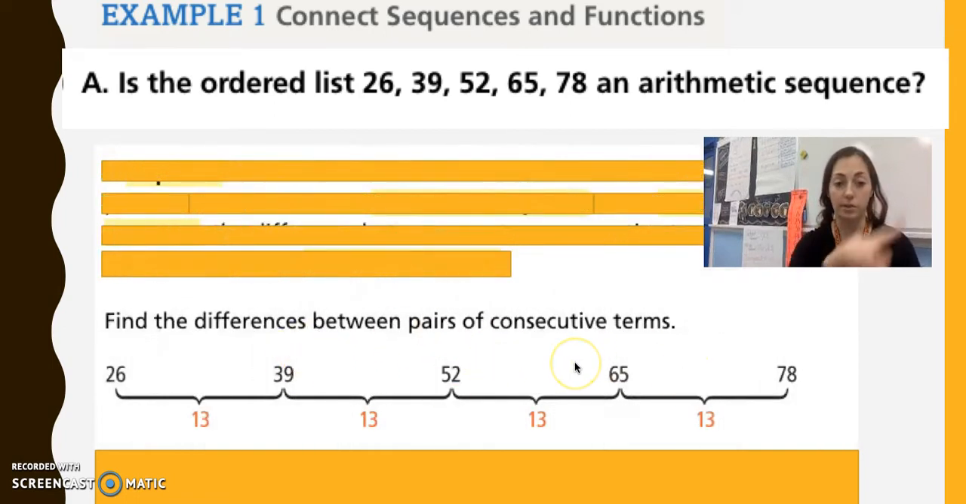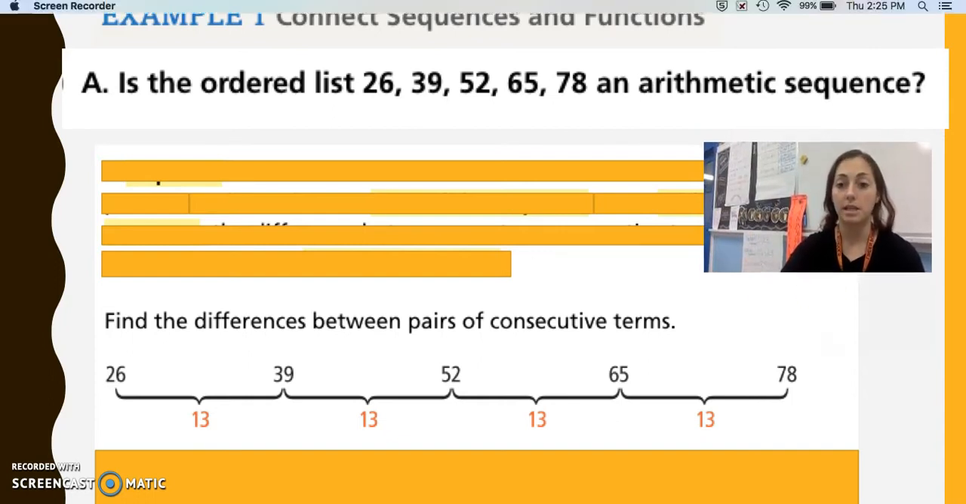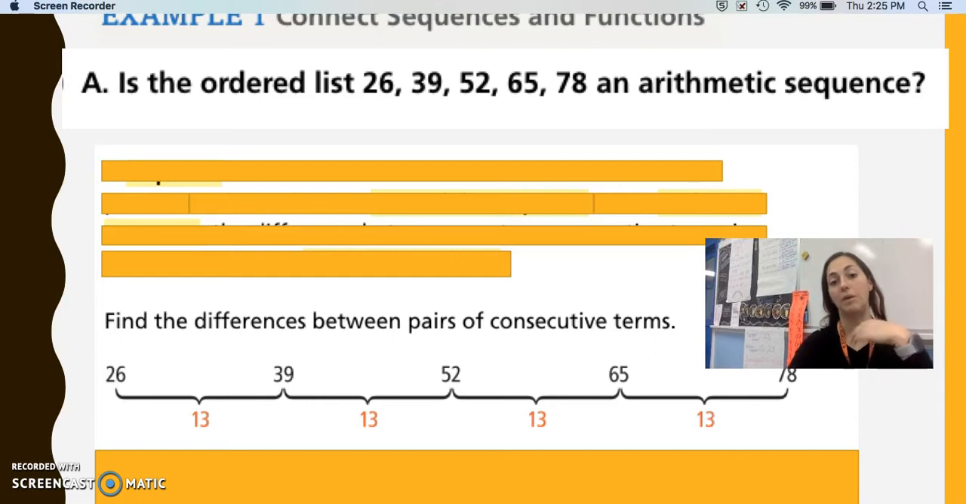So we find the differences between them. If you look from 26 to 39 to 52 to 65 to 78, each time you're adding 13. If you look down at the screen, that's adding 13, adding 13. You can even put a plus sign in front if you want. And we're going to use this to talk about what an arithmetic sequence is and a lot of the vocabulary that goes along with it.